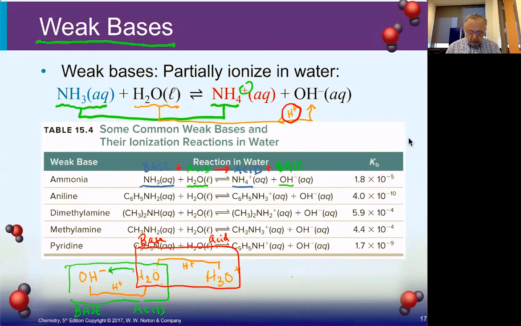Which side is going to predominate at equilibrium? At equilibrium, the reactant side is predominating because of the small values, 10 to the minus 4, 10 to the minus 5, 10 to the minus 9, 10 to the minus 10, which means that they are much less than 1. So the bases themselves, the reactants, these guys here, are going to be the predominant species in solution.